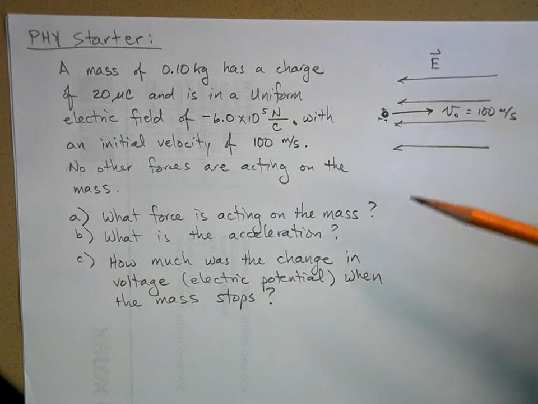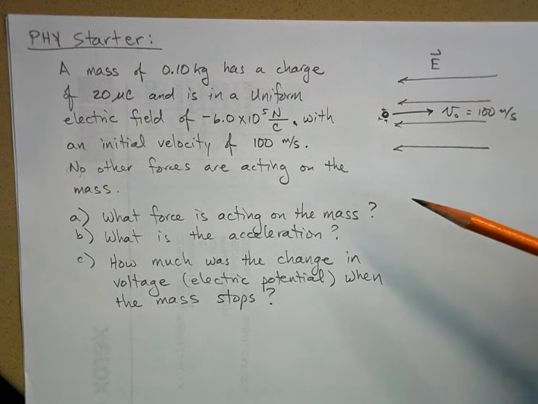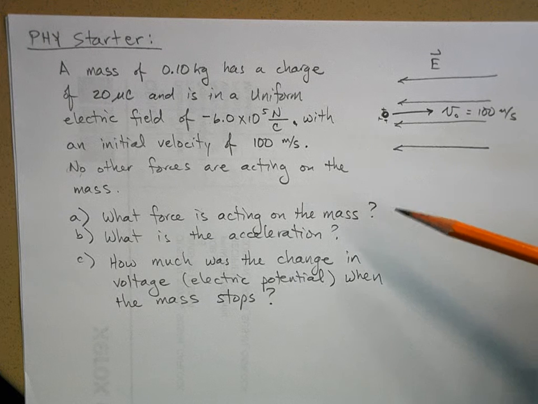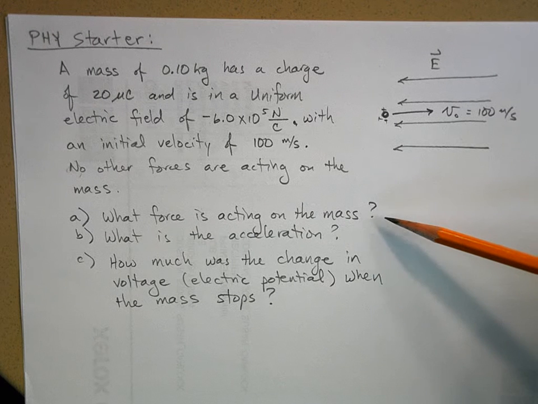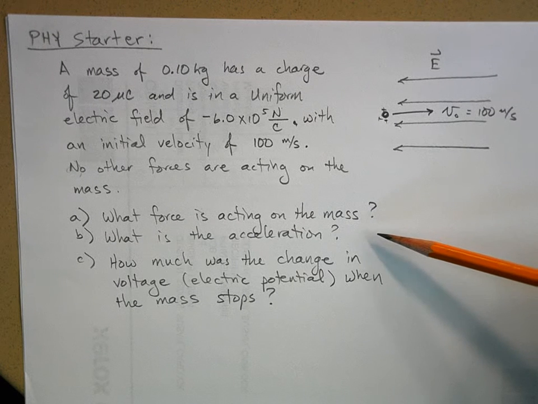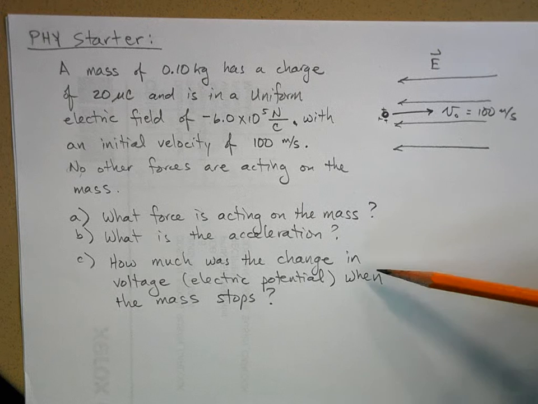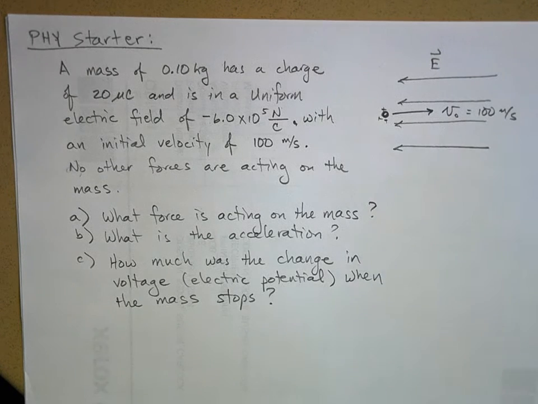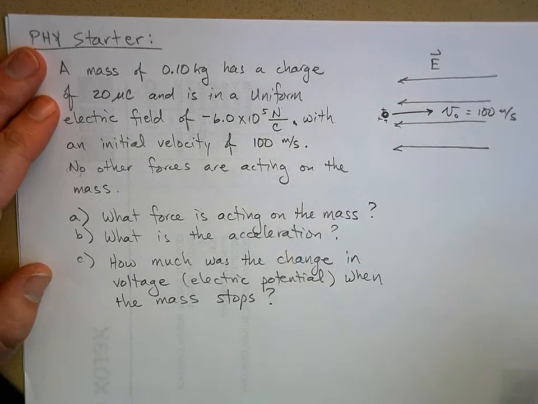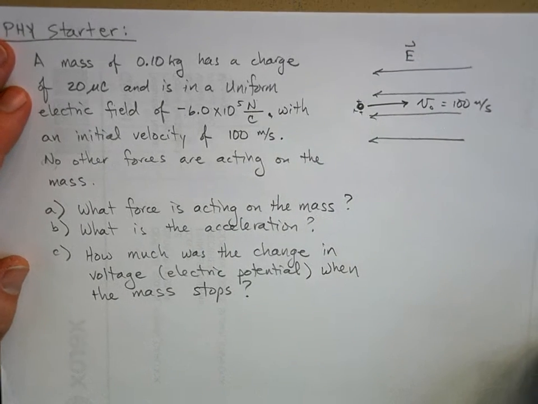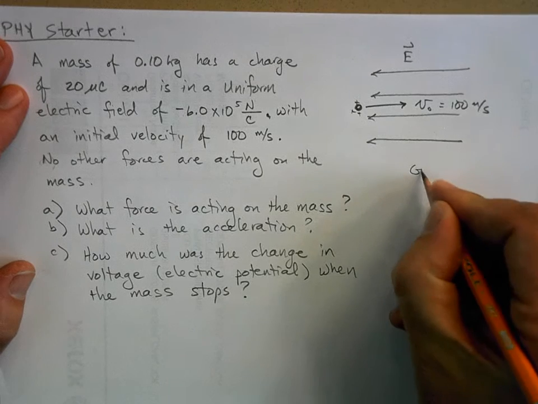No other forces are acting on the mass, so you don't have to worry about gravity or friction or anything like that. A, what force is acting on the mass? B, what is the acceleration? C, how much was the change in voltage when the mass stops? So we're going to bring it to a stop. So let's set this up with given, find, and solve and all that. Let's just do the given right here.